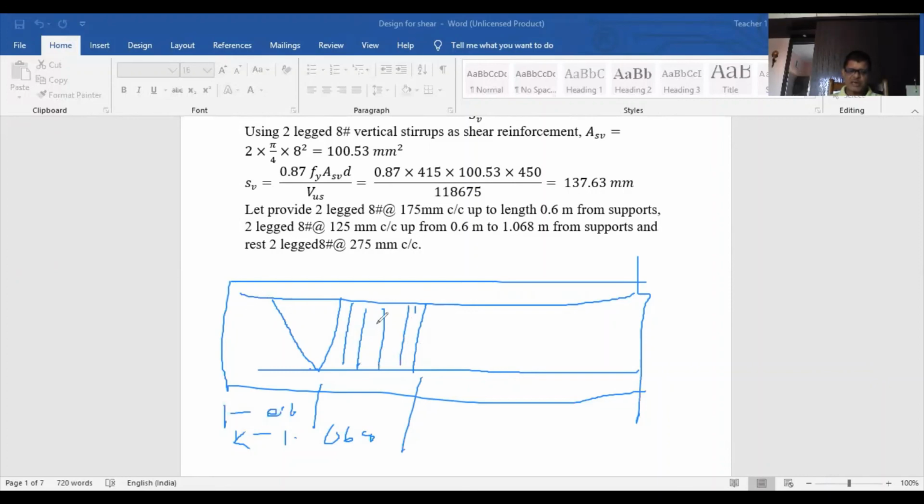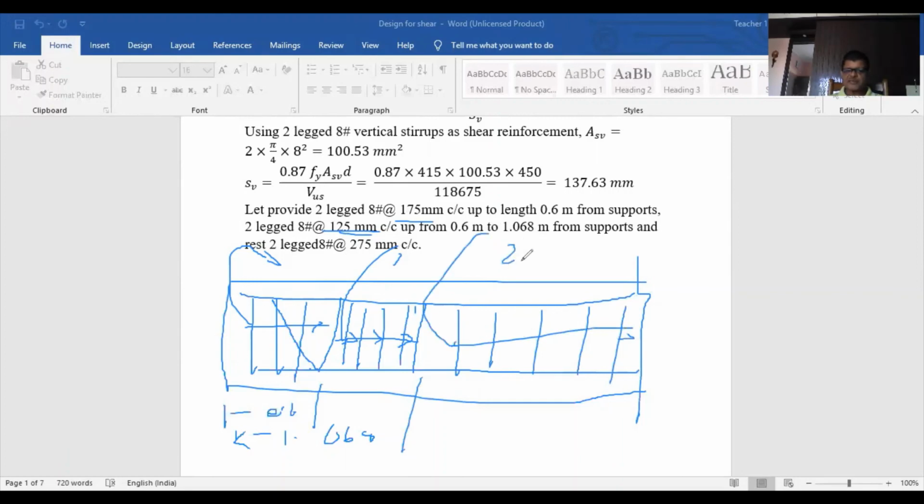You see the number of bars will come here. But from here to here, it is 0.6, up to 175. So here to here, you will provide 175 millimeter center to center. These 3-4 bars, what I will find out. Then from here up to this, this will be 125 center to center, and this part is 175 center to center, and the remaining here will find 275 center to center. The shear reinforcement in this portion will come as 275 center to center. I think it is understood.